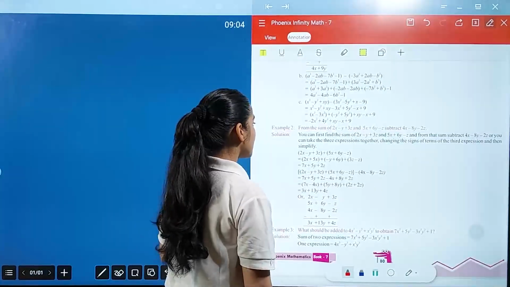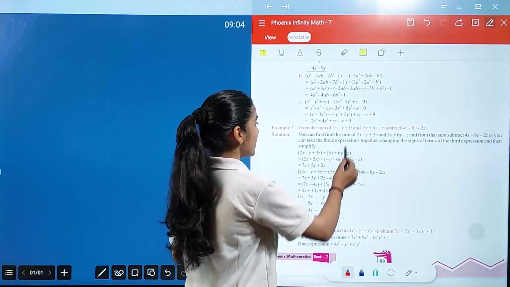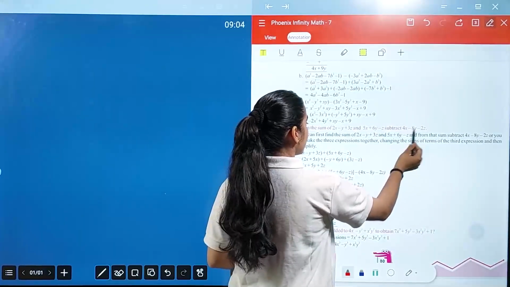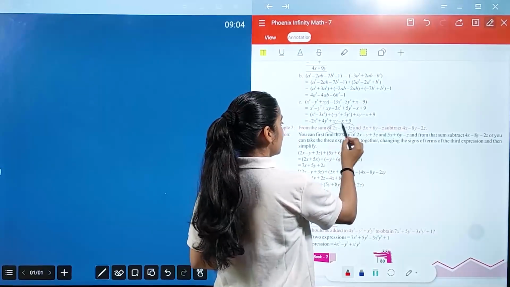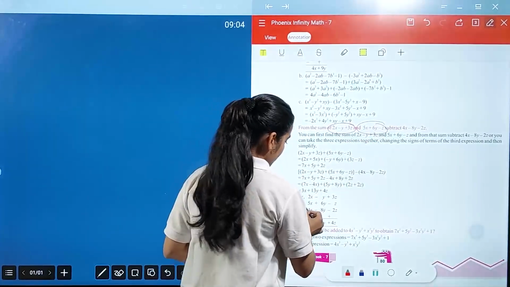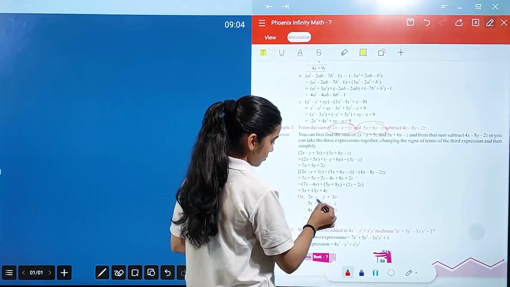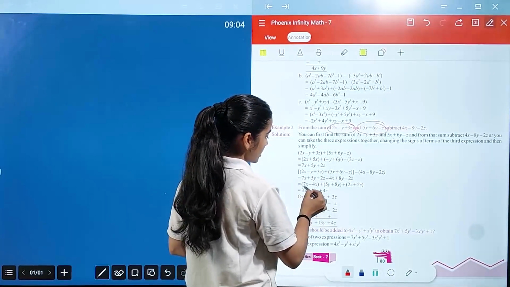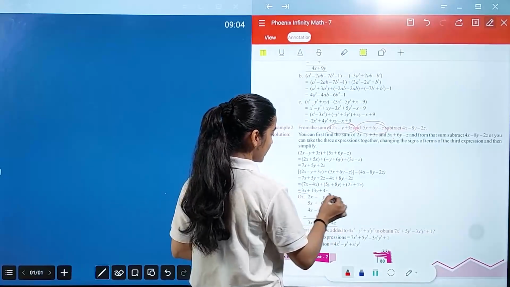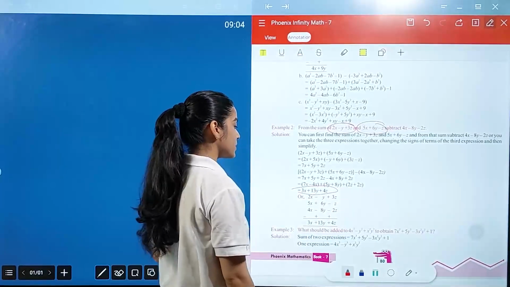Now from the sum of 2x minus y plus 3z and 5x plus 6y minus z, subtract 4x minus 8y minus 2z. So first of all, you have to add these two expressions together, 2x and 5x. You can write it like this also: 7x minus 4x, 5y plus 8y, plus 2z plus 2z. The final answer is 3x plus 13y plus 4z.